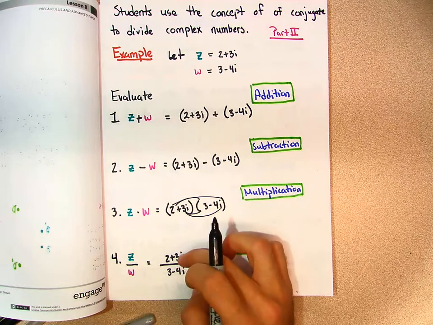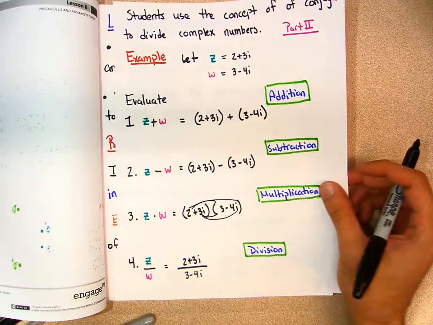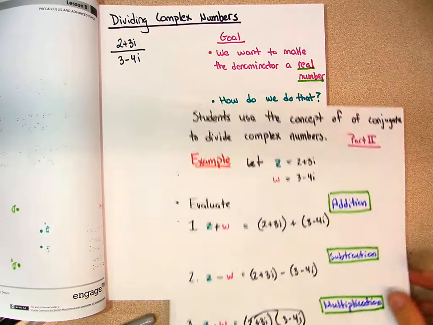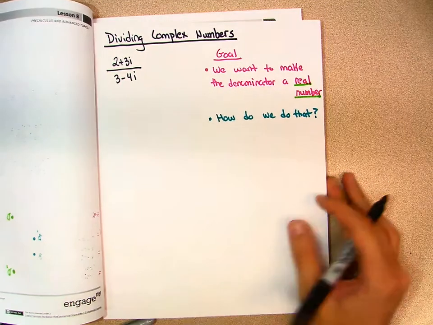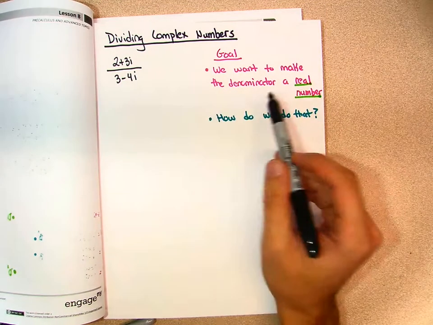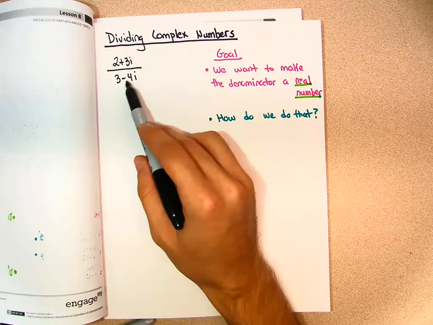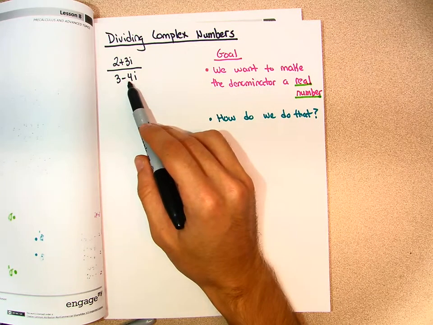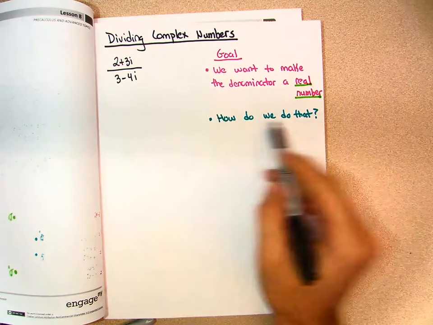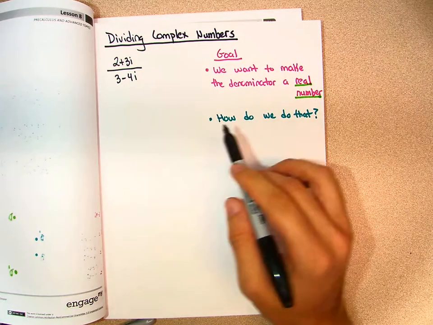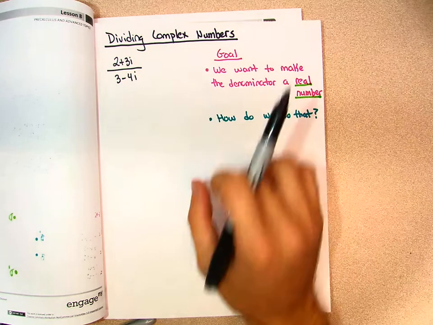How do you divide 2 plus 3i divided by 3 minus 4i? And I'm going to show you, and it's going to be short and sweet. So let's take a look. If we want to divide complex numbers, the goal is we want to make the denominator a real number. Because here, we look at our denominator, it's 3 minus 4i. We want to somehow make the denominator real. And how do we do that? I want you to pause the video and think what would be the move to go forward, okay?